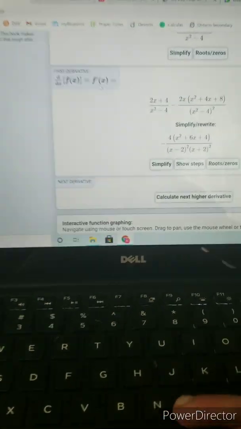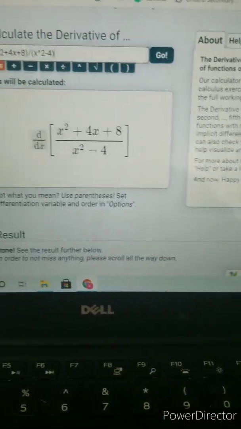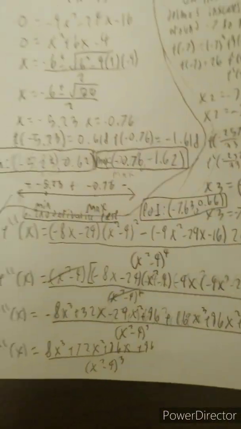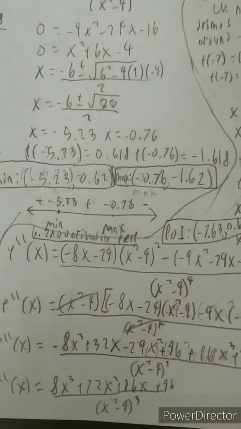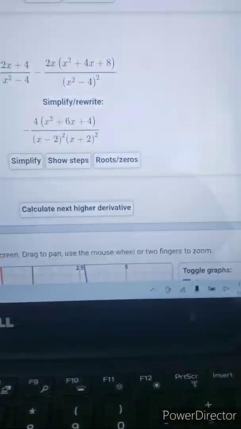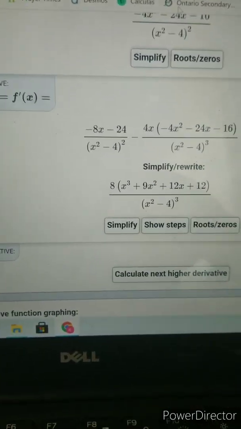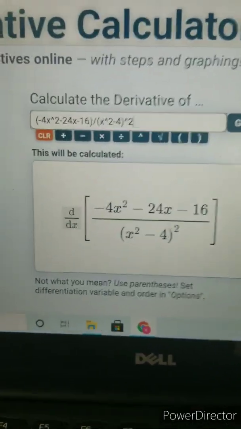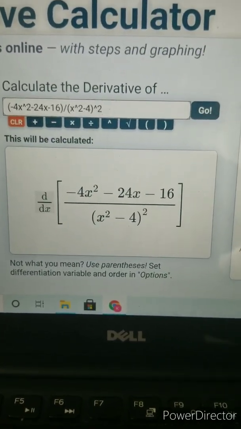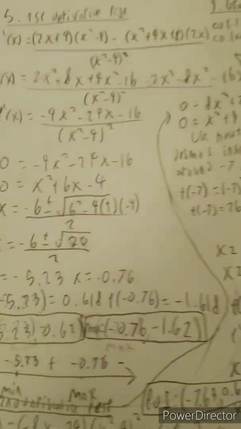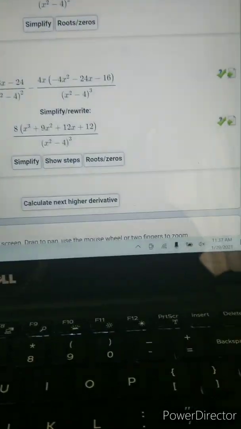We can confirm my derivatives on derivativecalculator.net right here, where we do my derivatives. We get the exact same derivative as the derivative that I calculated right here. Yeah, it's the exact same. And then we have the second derivative, where I did, and over here I have my second derivative on derivativecalculator.net, and as you can see, they are the same. They just factored out an 8.